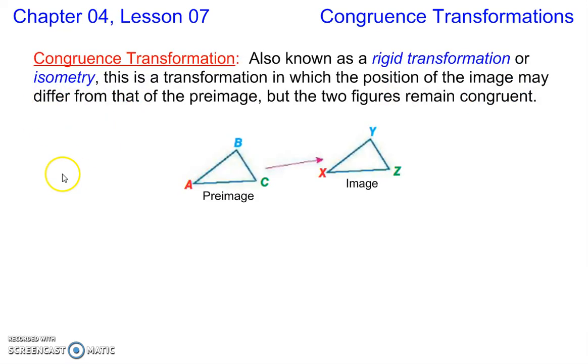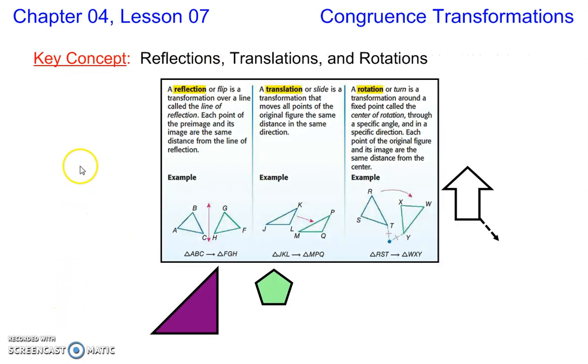A congruence transformation, also known as a rigid transformation or isometry, is where the position of the image may differ from that of the pre-image, but they're still congruent. So the shapes haven't changed. One isn't larger or smaller than the other. They are still congruent. So there are three different types.